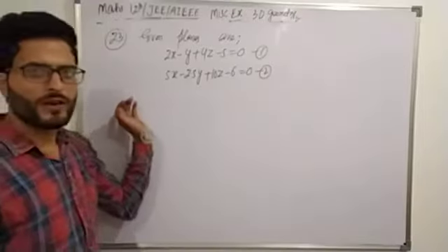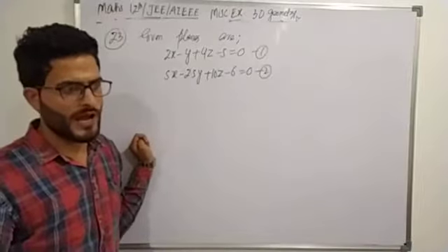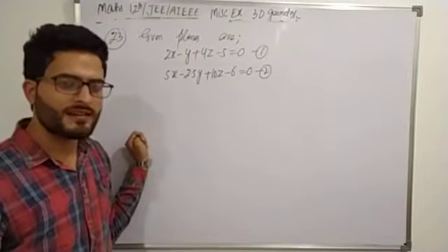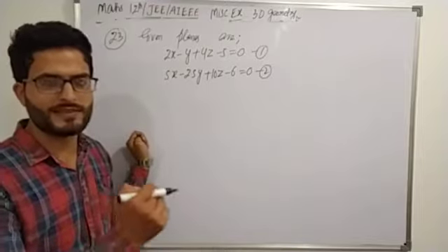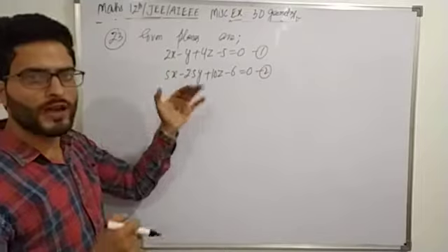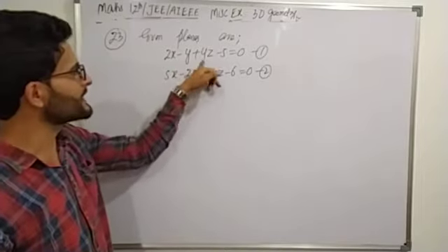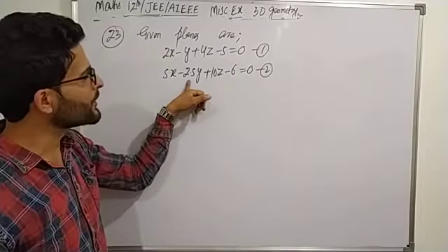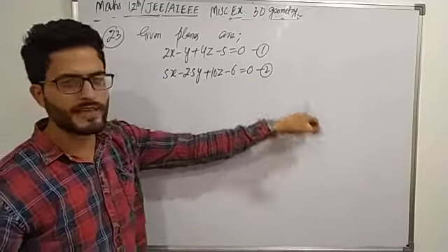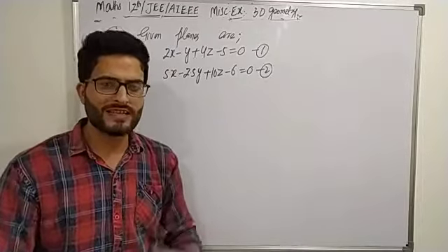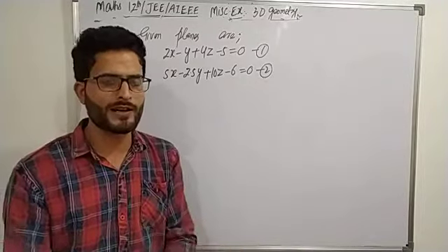Now we are on question number 23, again an objective type question, and this is the last question of our miscellaneous exercise regarding 3D, and that's the last question of our unit. So here we have two planes, 2x minus y plus 4z minus 5 equal to 0, and 5x minus 2.5 into y plus 10z minus 6 is equal to 0. We have to discuss the nature of these two planes, whether they are parallel, perpendicular, or intersecting.